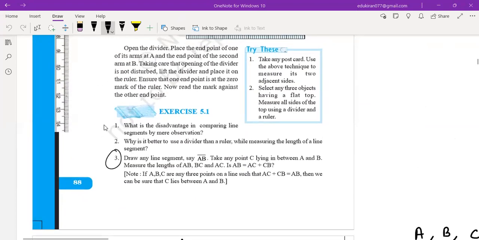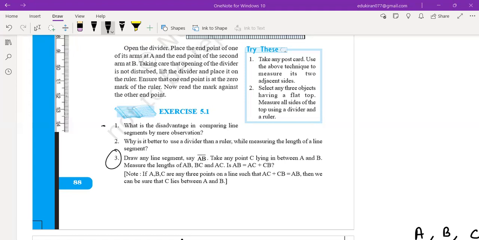First is, what is the disadvantage in comparing line segments by mere observation? So they are asking you, first of all, mere observation. What do you understand by mere observation? Right, so over here, the mere observation is like roughly you are measuring it, right? You are not using any scale or something. So can you tell me, if you compare two line segments, what is the disadvantage of doing it roughly?